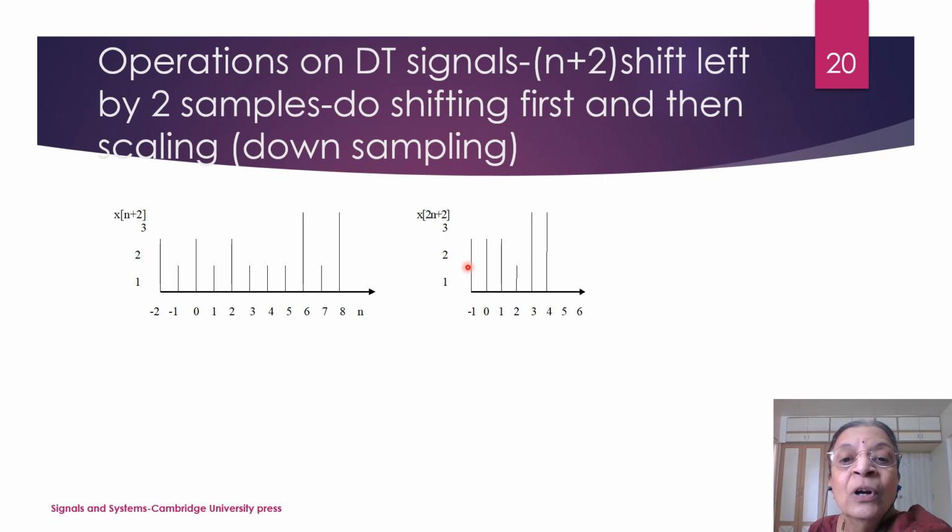Now x of 2n plus 2, that means scale the n axis, that is time axis, by a factor of 2, means you do downsampling. So the signal sample at minus 2 will appear at minus 1, then the signal sample at 0 will appear at 0, the signal sample at 2 will appear at n equal to 1, then the signal sample at 4 will appear at 2, then the signal samples at 6 and 8 appear here. So it is downsampling, means take alternate samples. Is that okay?